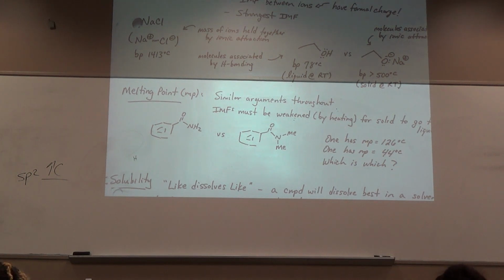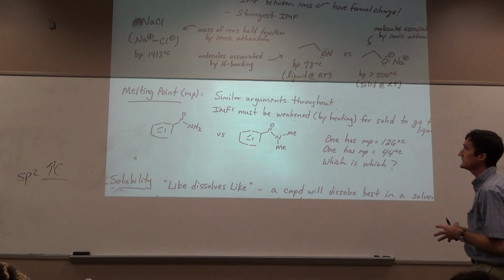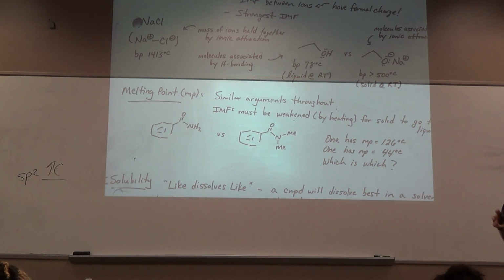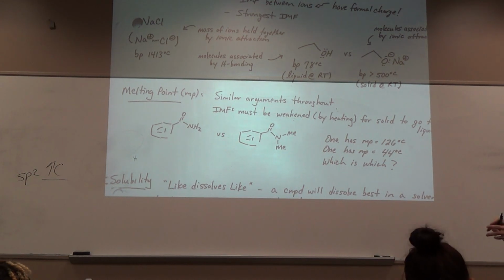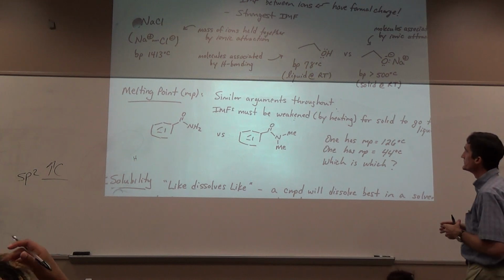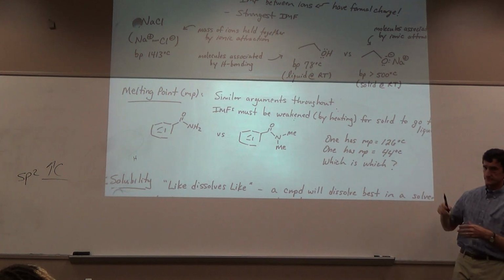Too high. Okay, melting point. Melting point is going to be a very similar argument, very similar ideas. The more IMFs, the higher the melting point, in general. There are a couple of exceptions to that general trend. You've got to weaken the IMFs to go from solid to liquid.